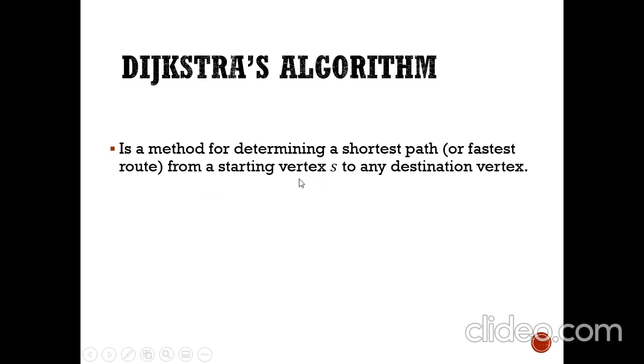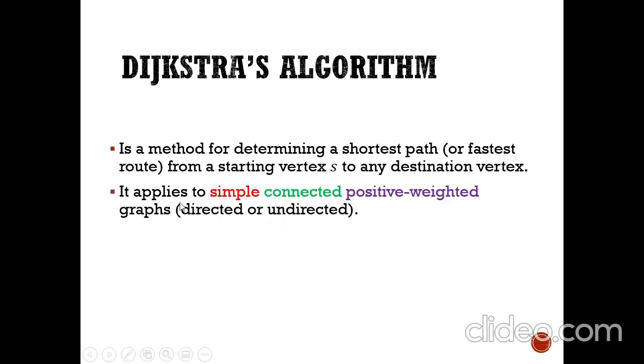In our discussion, we will use or designate S as our starting vertex. Also, we will restrict our graphs to simple, meaning there's no multiple edge or loop. Connected, this means that there is always a path from one vertex to another, and positive weighted, which means that the labels of the edges are positive. Now, the graphs that we will discuss could be directed, meaning one way, or undirected, meaning two ways.